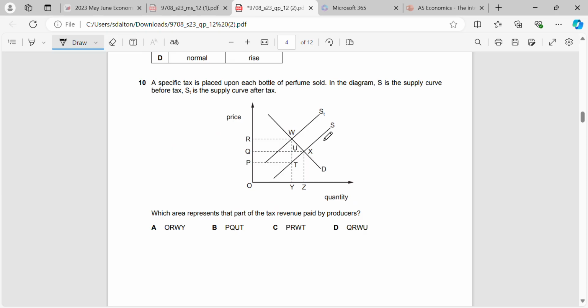Okay, very similar to question paper 11, specific tax question. So in the diagram, S is the supply curve before the tax, and ST is the supply curve after the tax. So which area represents the part of the tax revenue paid by the producer?